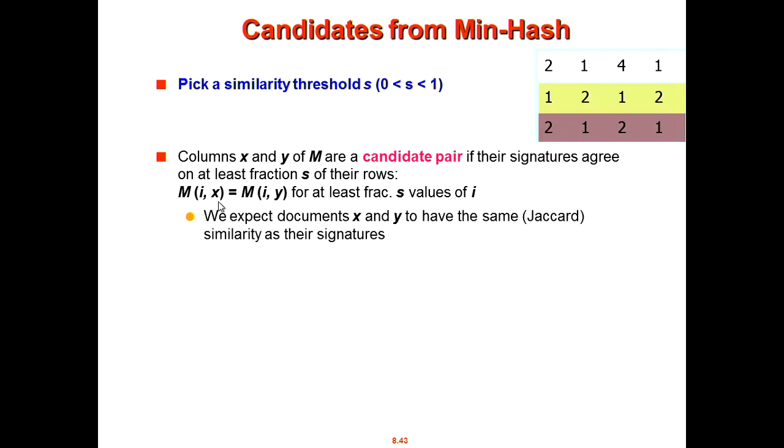Which means mh_i(X) equals mh_i(Y), where i indexes the rows and X and Y are two columns, for at least a fraction S of the values of i. We expect documents X and Y to have the same Jaccard similarity as their signatures, though it is not exactly the same, because remember it is a probability. The expected similarity of the signatures, or the probability that two signatures are equal, is the Jaccard similarity of the original two documents. It's not exactly the same; just the expected similarity is the same as the Jaccard similarity of the original documents.